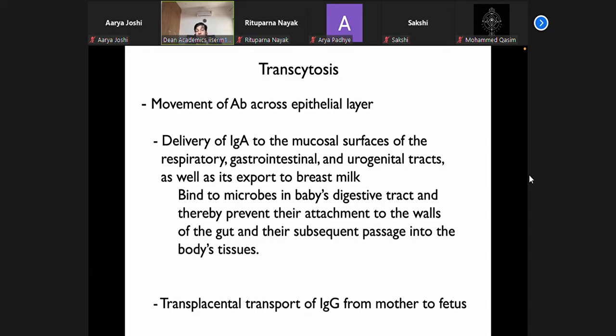And the antibody that are predominantly required to be transported at mucosal sites in respiratory system, gastrointestinal tract, and urogenital tract are the IgA type of antibody. Not to forget, in breast milk also you have IgA. And once they are there, their function is to bind to microbes present in, for example, the digestive tract, right? And they can sequester, or they can actually bind to this microbe and not allow them to infect other cells, right?